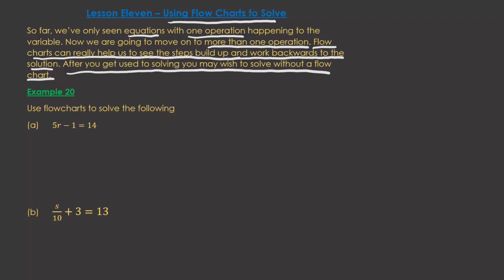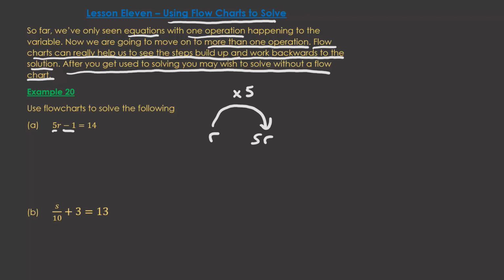So we want to solve the following. Now, the thing to do is start with the variable r. And then think to yourself, what's the first thing that we do to this r here? We multiply it by 5. So that's the first part of our flowchart. And when we multiplied r by 5, we get 5r.